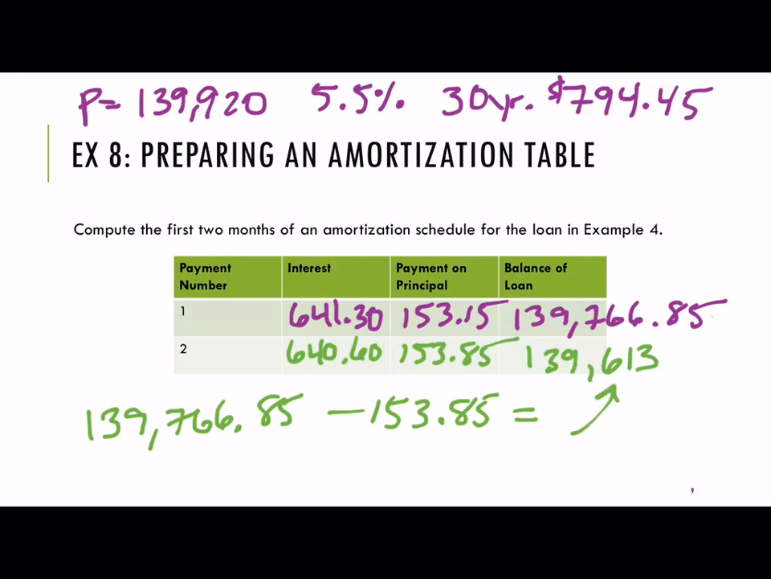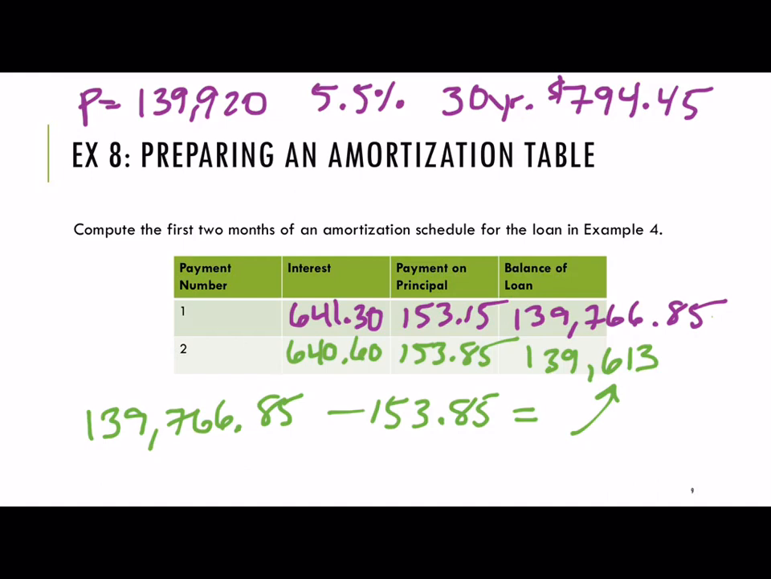So these schedules would just continue for the entire length of the mortgage. So this is just the first 2 months. We would have 30 years of 12 payments per year. So this would be quite a long schedule. So we're definitely not going to calculate the entire thing by hand.